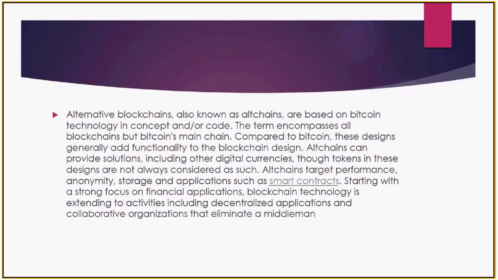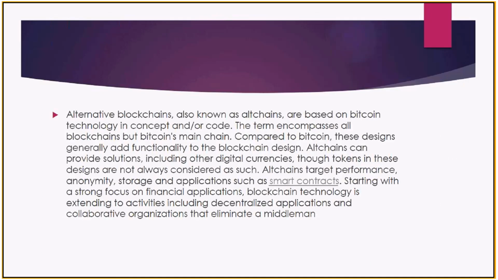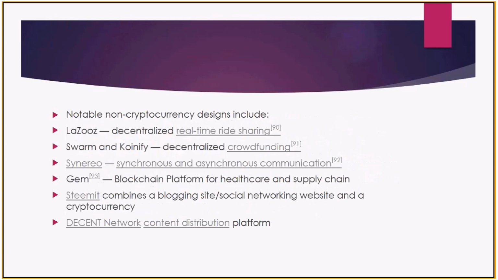Now, to go through this, there are two types of blockchain. One is called encrypted blockchain. The other is called non-encrypted blockchain. And the non-encrypted blockchains are also called alternative blockchains.